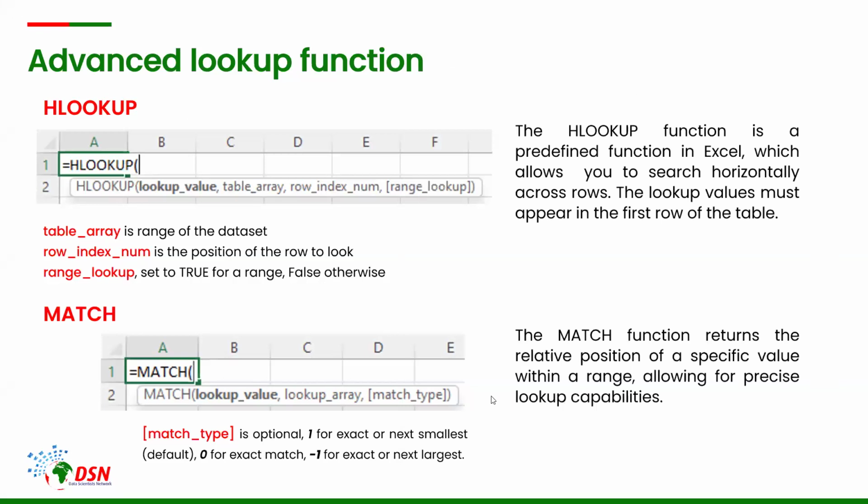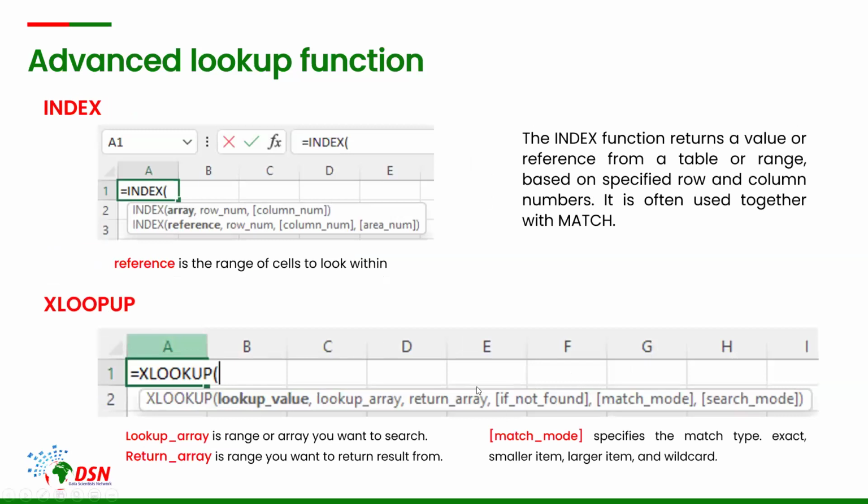Okay, so we have the index. Like I said, the index is used alongside the match. Most of the time, when one returns the position number, the other one will help us to return the value. That is why index and match work side by side. The index function returns a value or a reference from a table or a range based on specified row and column numbers. It's often used together with the match function, and this is how it goes.